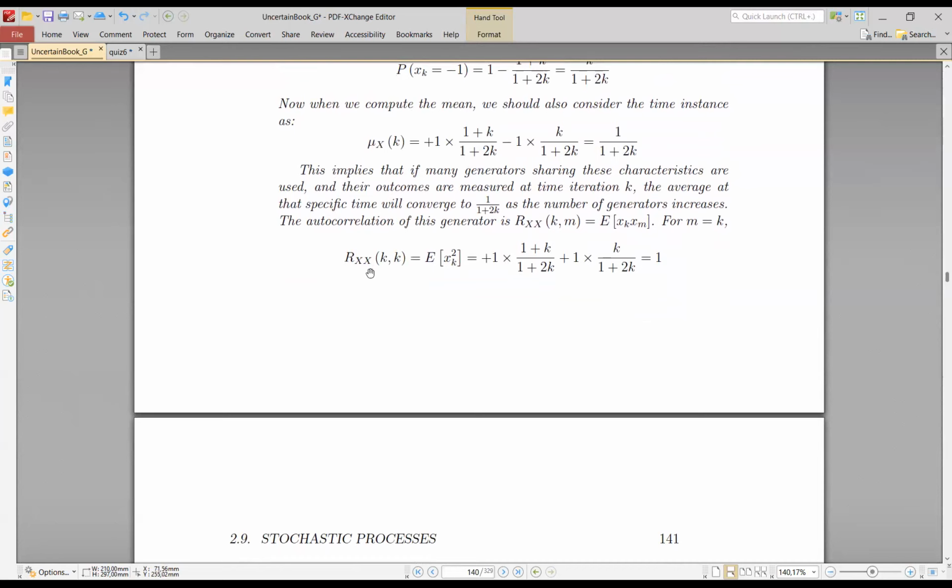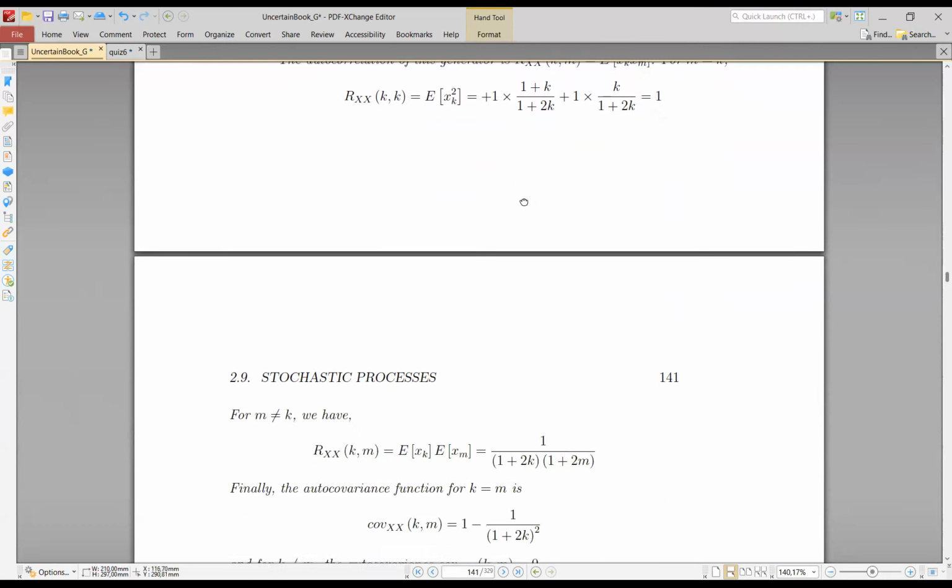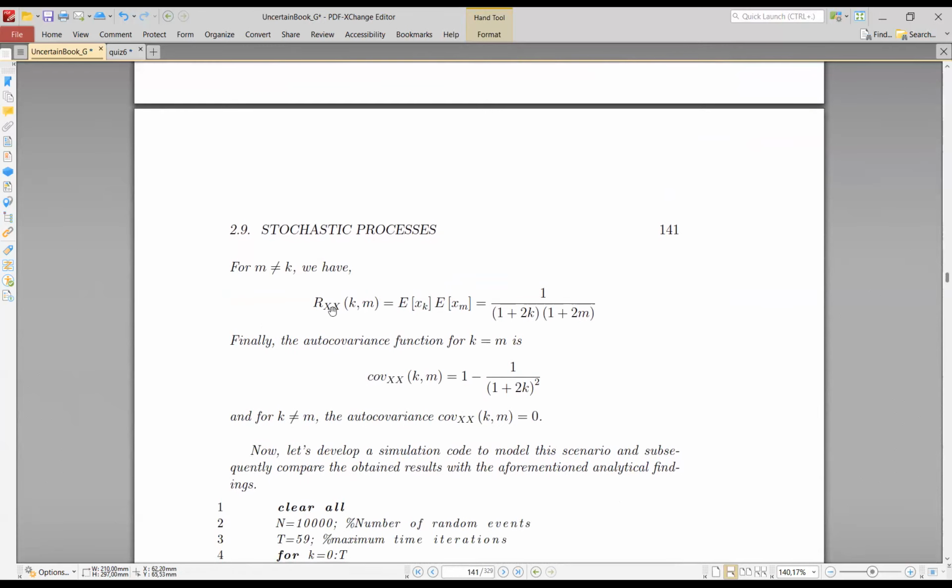And also the power of the signal, or the autocorrelation of the signal between k and k, gives us 1. So this is the autocorrelation of the signal at the same time, at m equal to k. And the autocorrelation between different times is 1 plus 2k times 1 plus 2m, at iteration k and at iteration m, where k does not equal m.